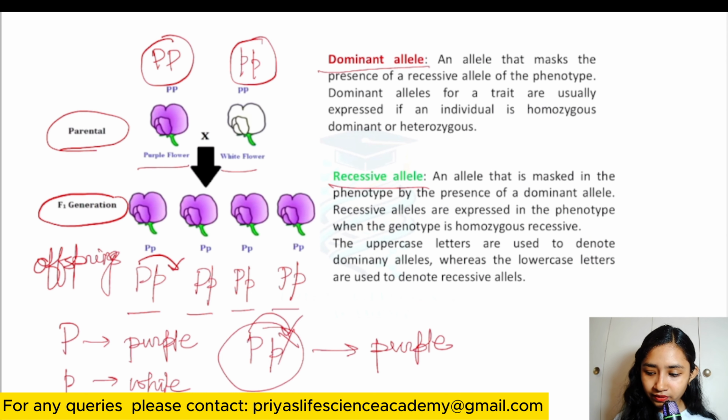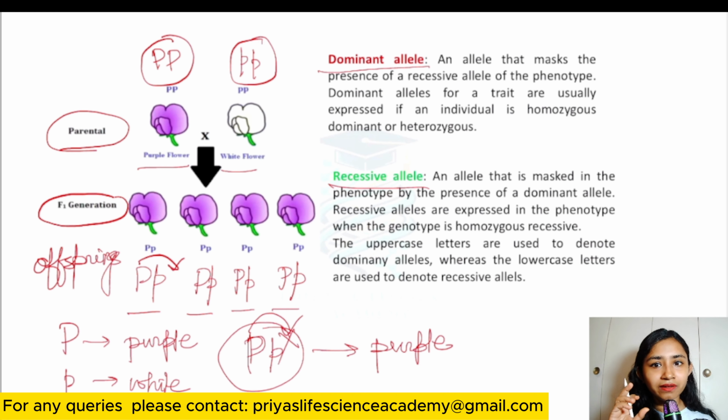So this allele is known as the dominant allele. Okay, so it is an allele that masks the presence of a recessive allele in the phenotype. The capital P allele is masking the phenotype. Phenotype means what we see from outside. The color is known as the phenotype. So the capital P allele is masking the presence of the small p allele.